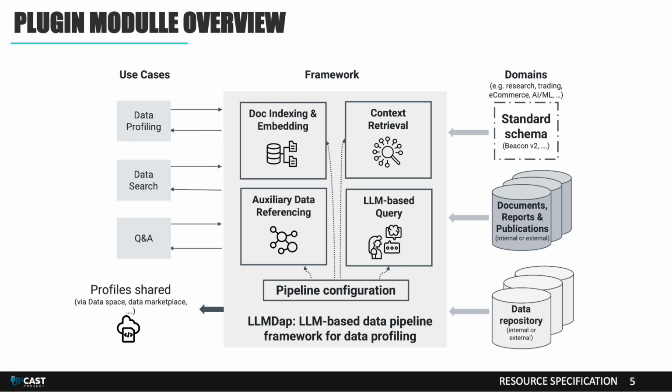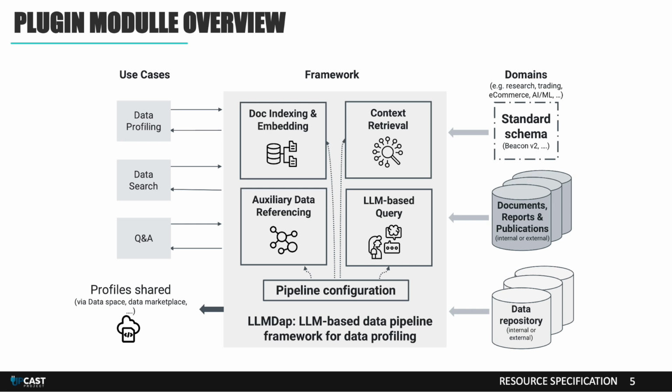Third, we have context retrieval. When a user submits a query, the system compares it against the stored vector embeddings to identify the most relevant content. This step may also draw on auxiliary data to refine the results, ensuring that the retrieved context is both accurate and useful. Fourth, we reach the core of the pipeline, the LLM-based query. The language model receives a prompt that includes both the user's target query and the retrieval context. Using this information, it generates rich metadata that can significantly improve dataset discoverability.